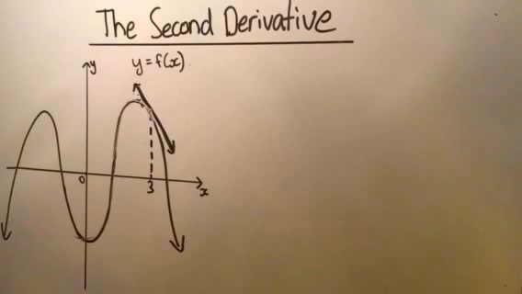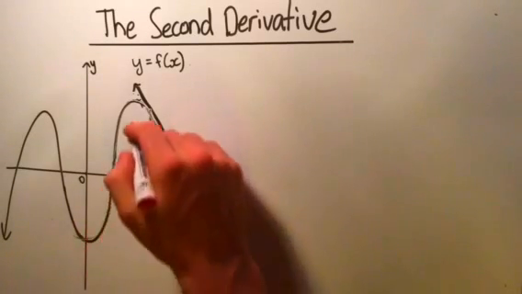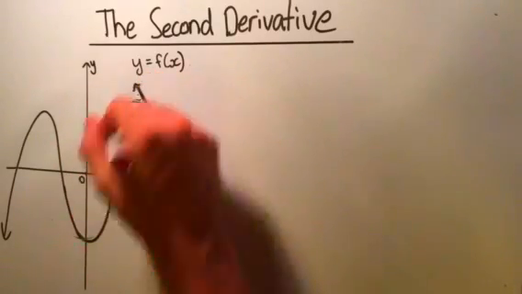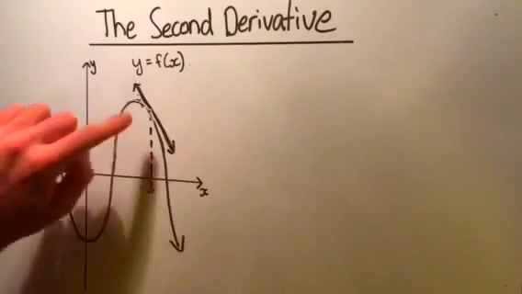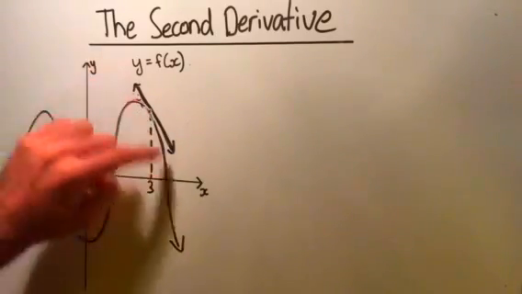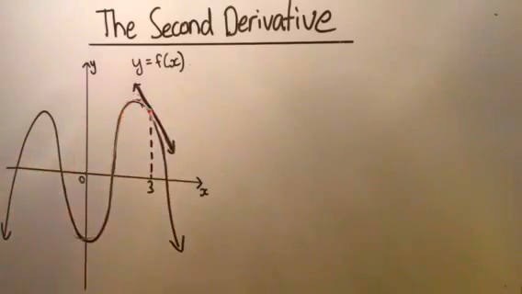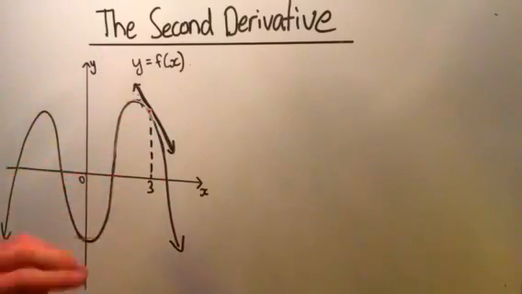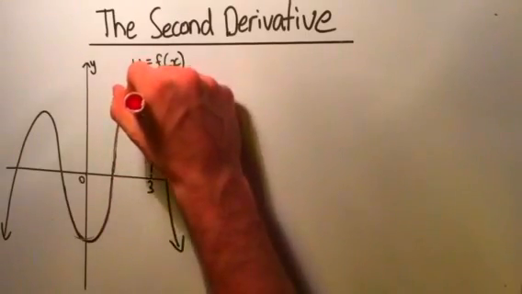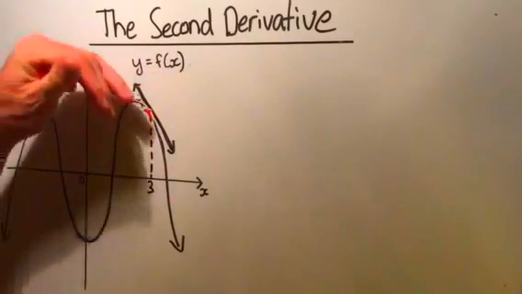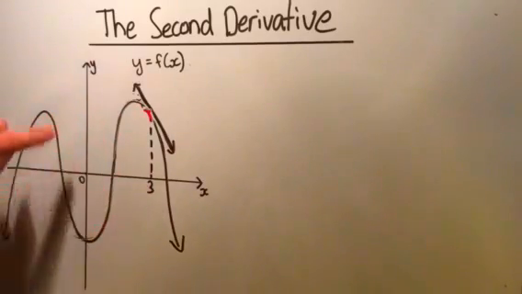Well, the second derivative is going to be used to tell me how much the curve is bending at this point, right here. I know that the first derivative is going to tell me how steep the curve is at that point by using this tangent. It's going to tell me what the gradient is. But the second derivative tells me how much it's bending around this point. It tells me whether it's bending down or whether it's bending up.